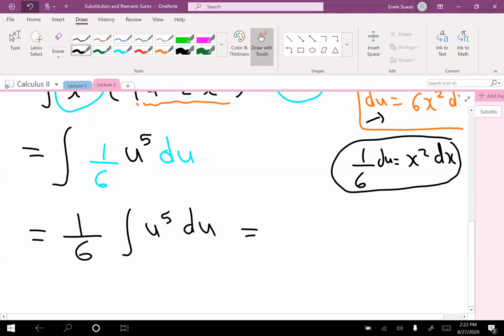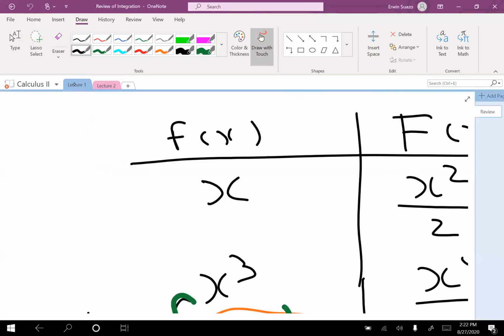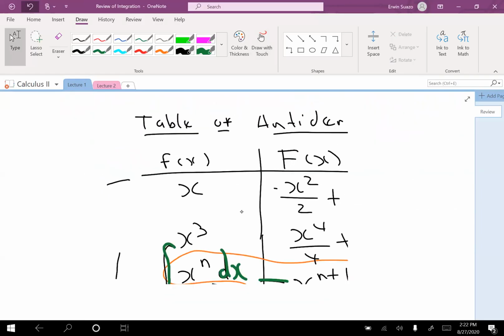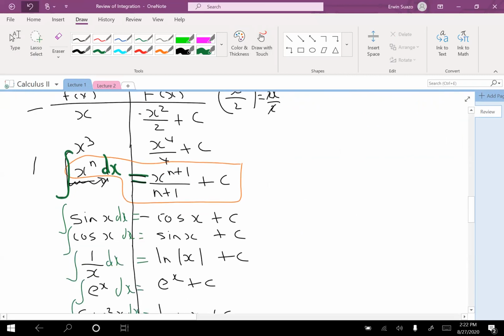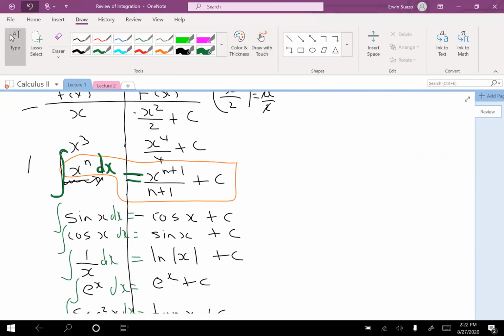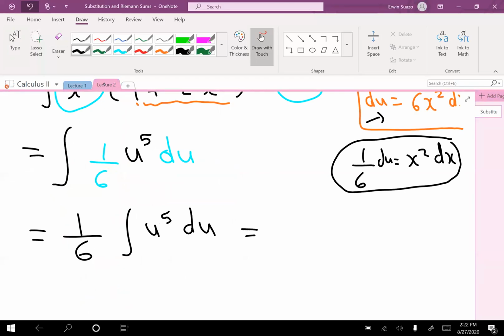And now is the time that you use your table. You go here to the table, and you see I had to use this one, right? I had to use that formula. So what is the antiderivative of u to the 5th? 1/6 u to the 6th. u to the 6, what else? Times the 1/6 outside. Yeah, but also divided by 6, right?